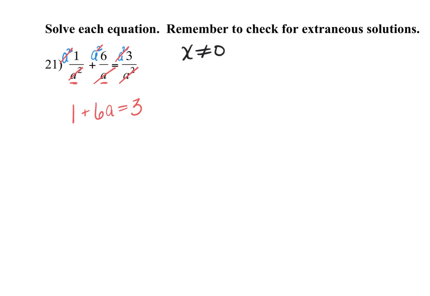And then I have a really easy equation to solve, right? I'm going to subtract my 1 from both sides. I'll get 6a equals 2. And then I'm going to divide both sides by 6. a equals 1/3. I've already established the only thing that could cause a problem is a equals 0. I did not get a equals 0. So I am good with just a equals 1/3.